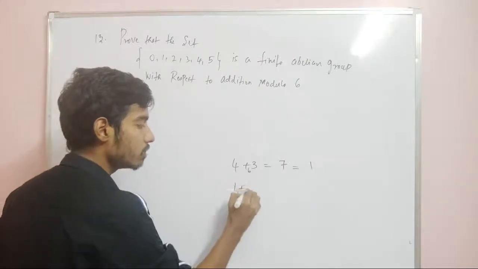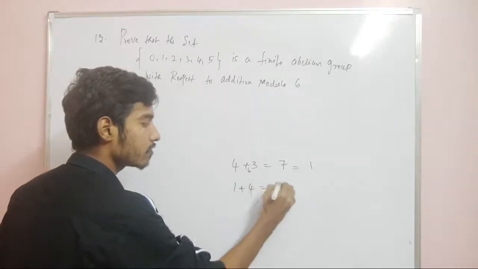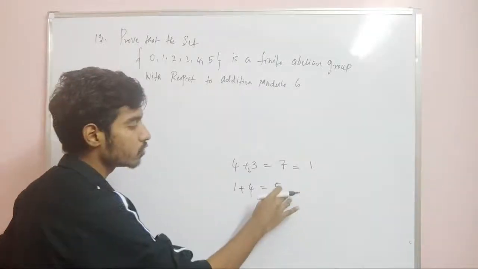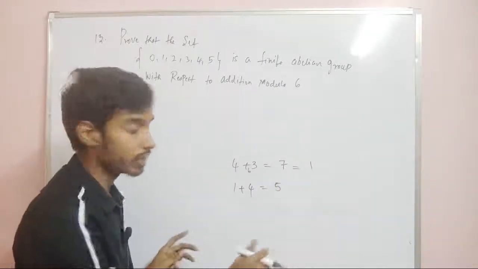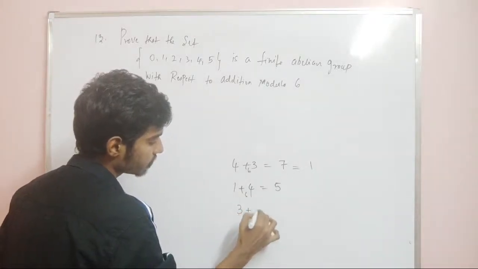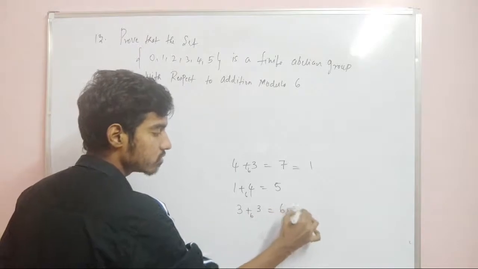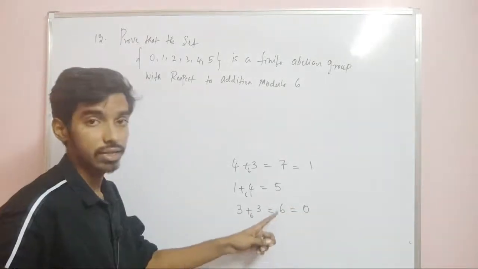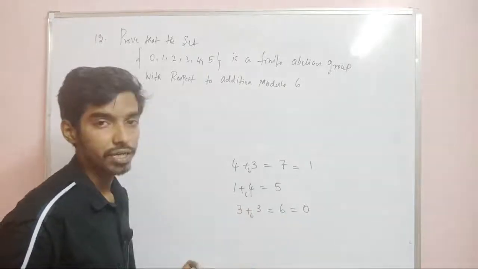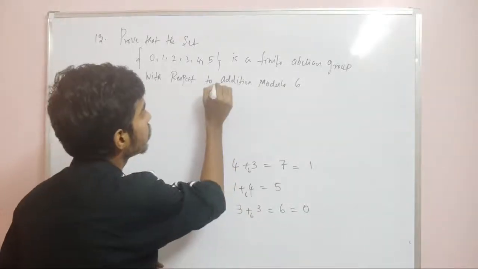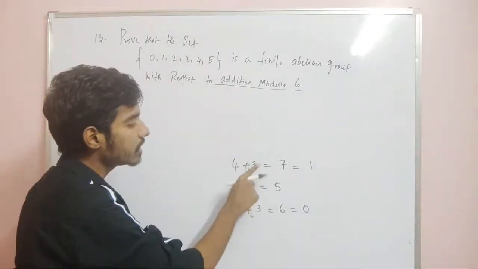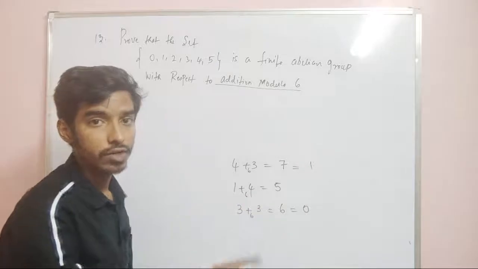For example, what will be 1 plus 4? It is 5. 5 is less than 6, so you don't need to rearrange or divide. And again, what will be 3 plus 3? It will be 6, which will be 0, right? Because 6 is greater than or equal to 6, we divide by 6, and the remainder will be 0. That is what addition modulo means. Addition means we add 2 elements, and if that number is greater than or equal to 6, we write the remainder, right?